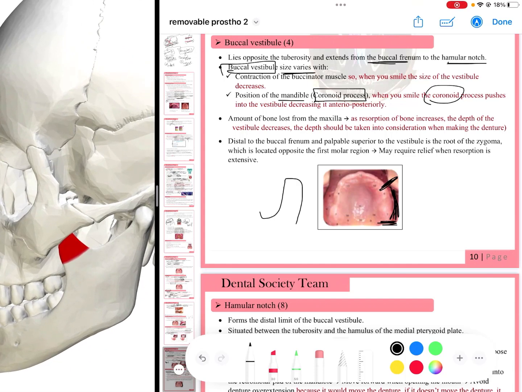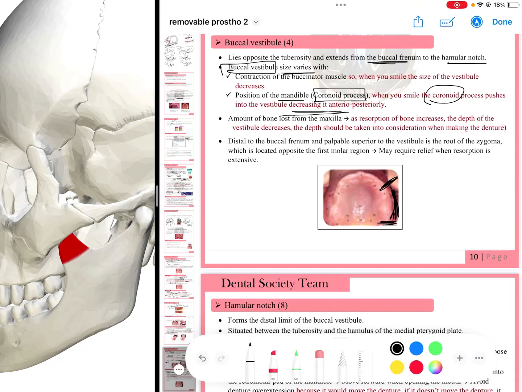This is the condyle and this is the coronoid. Okay, if you open, this is the condyle and this is the coronoid. Now if you open your mouth, this coronoid will move next to the teeth. You can see the teeth here. It will go closely to the teeth. So if it comes close to the teeth, it will impinge on the vestibule. So the vestibule will become what? Decrease. Okay, it will decrease in size. So the coronoid process plays a role in the size of the buccal vestibule.